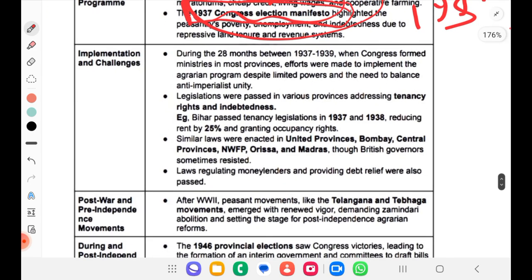So they also tried their maximum, is what they are saying. They mentioned a 25% rent reduction. So they focused on tenancy right and indebtedness, right?